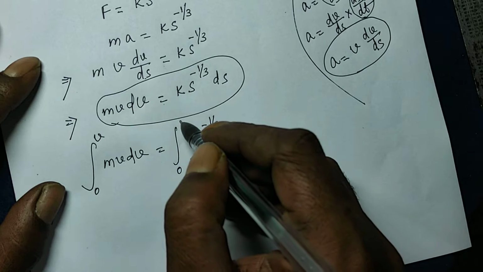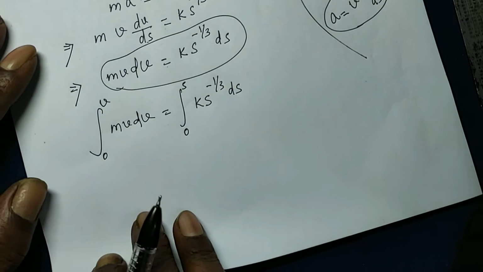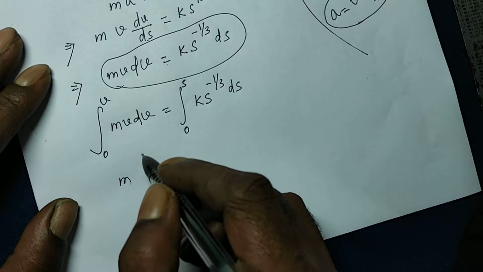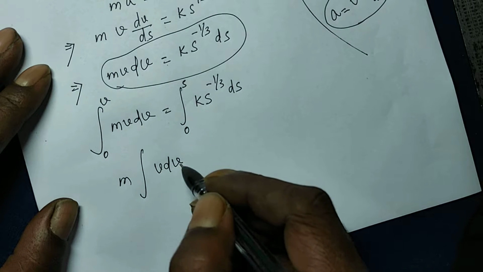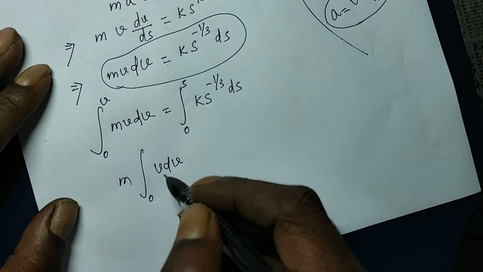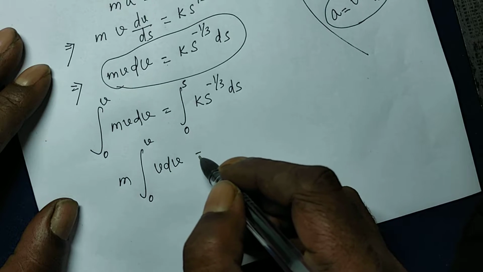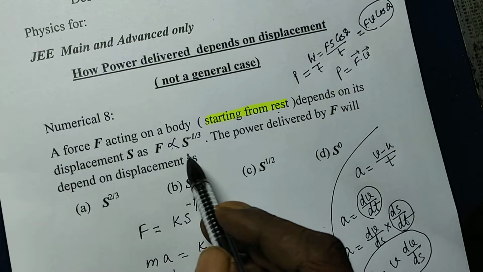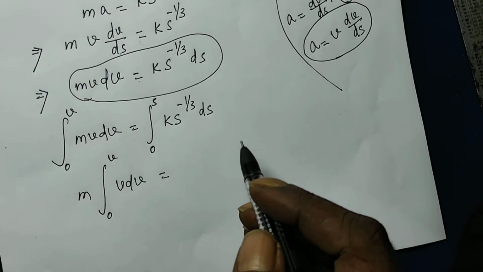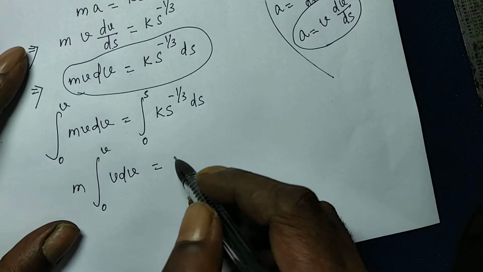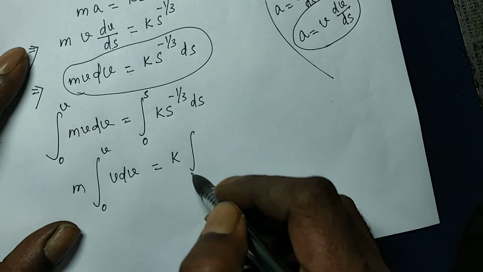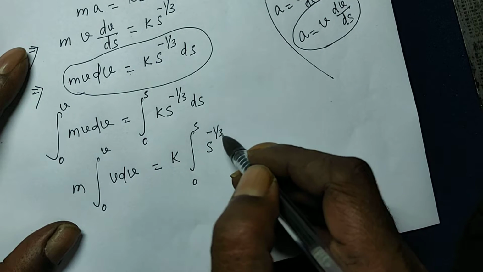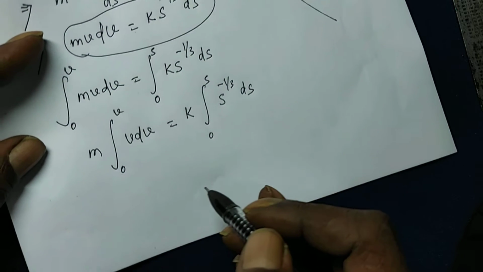That is from 0 to some displacement s. Now this becomes simple. Now m is taken out. Integration of v dv from 0 to v. K was the proportionality constant, because it was given F is proportional to s to the power minus 1 by 3. And any constant in integration is taken out of the integration from 0 to s, s to the power minus 1 over 3 ds.